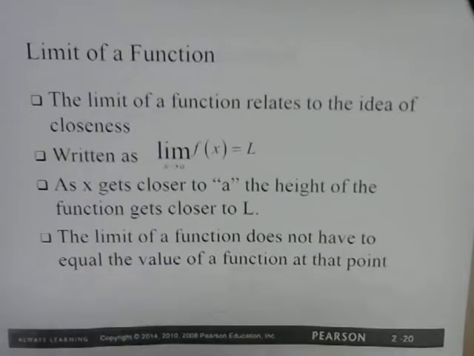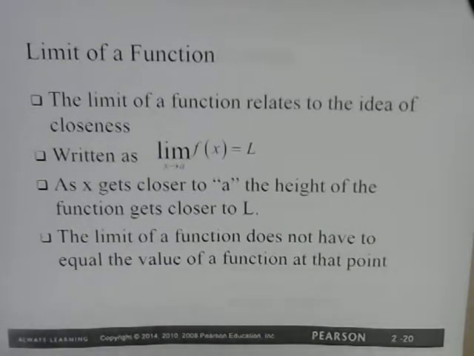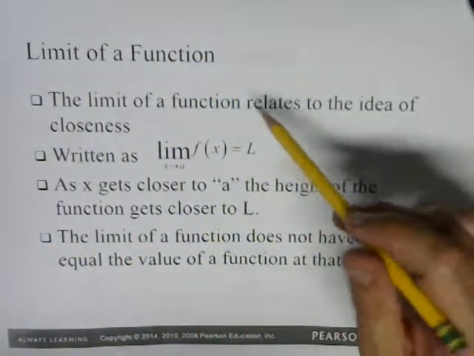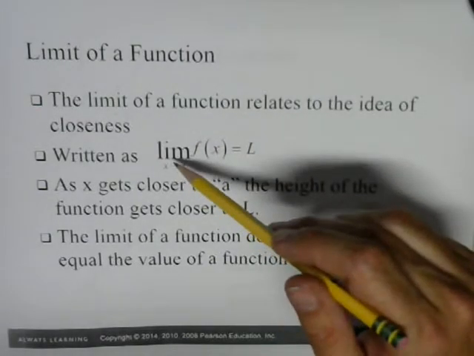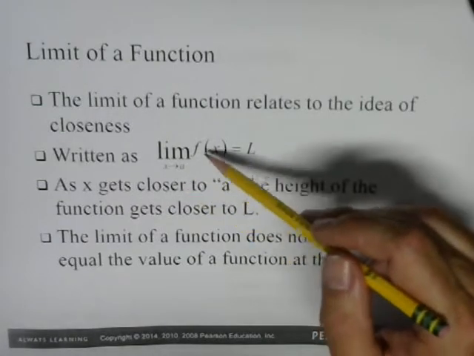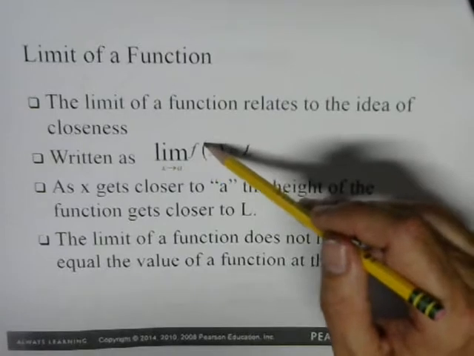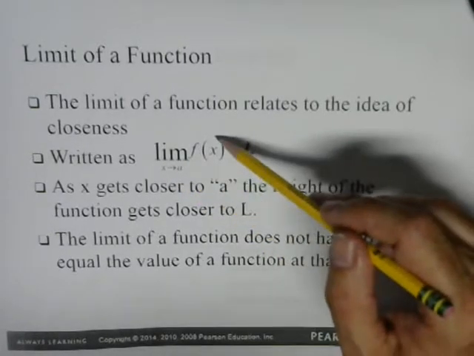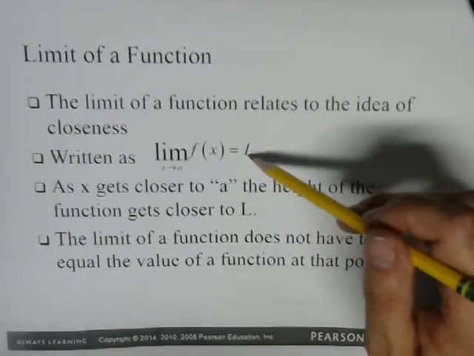So let's define what a limit of a function is. So remember, a function is a curve that passes the vertical line test, right? So the limit of a function relates, again, like I said, to this idea of closeness, and it's written this way. You can sort of interpret this as saying that as x gets closer to a, so remember, this is sort of the height of the function. So we're saying as x gets closer and closer to some number a, the height of the function basically gets closer and closer to this value L, right?